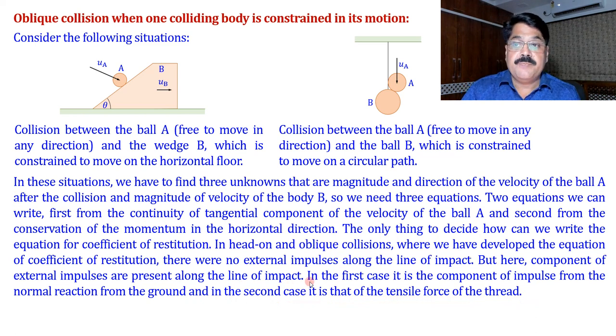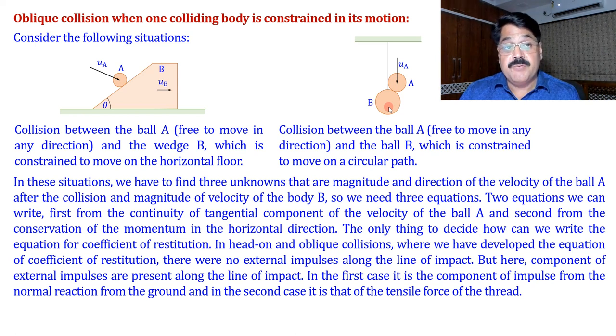Actually, in both situations, the direction in which ball A will move after the collision is unknown, and its magnitude is also unknown. So regarding ball A, we have two unknowns to decide: the magnitude, meaning the speed immediately after collision, and the direction. But for body B, which is constrained to move, its direction of motion is known, so we have to decide only its magnitude. So we have to make three equations.